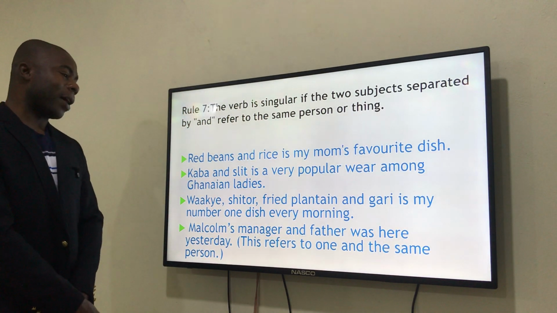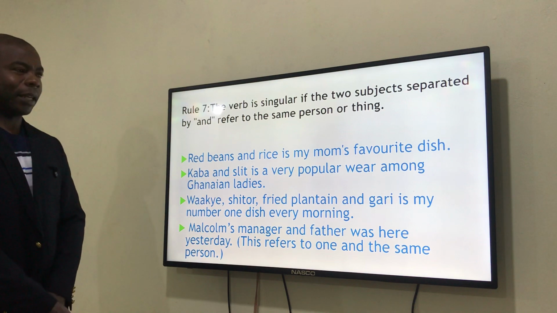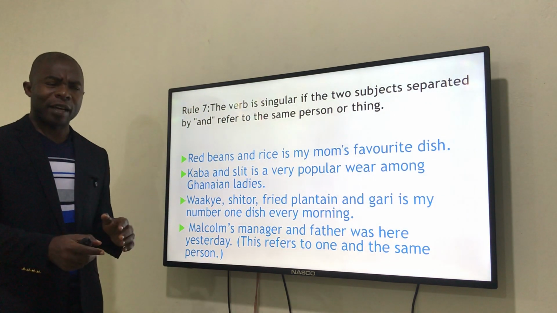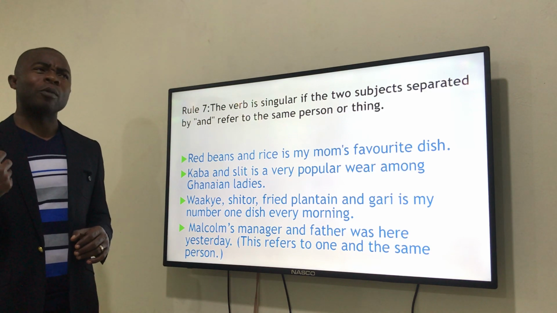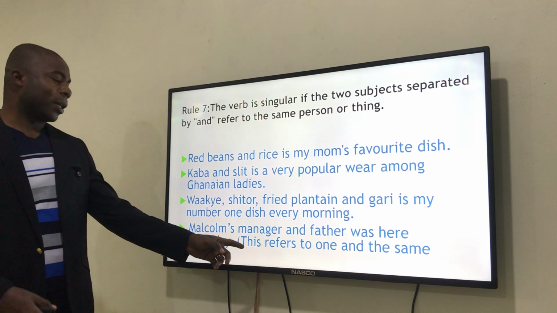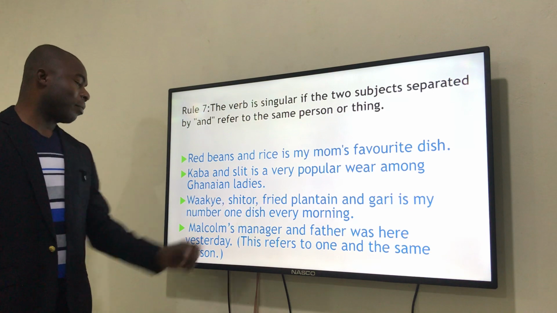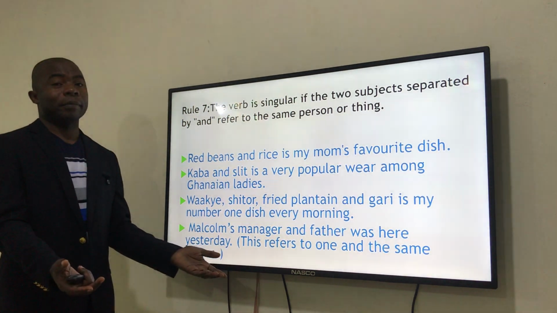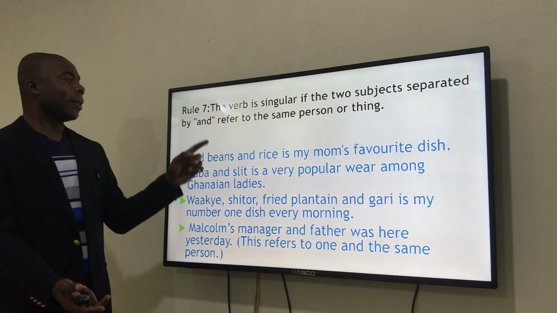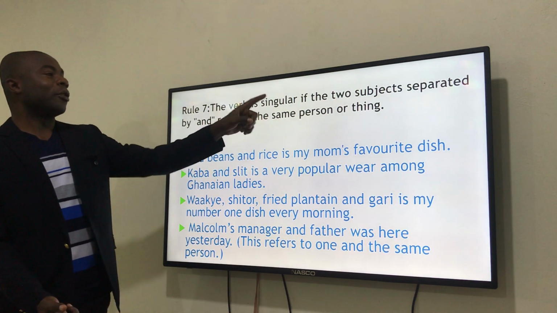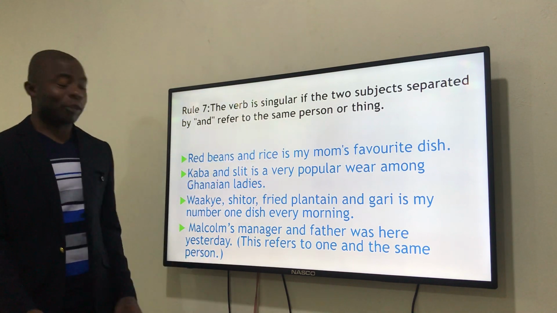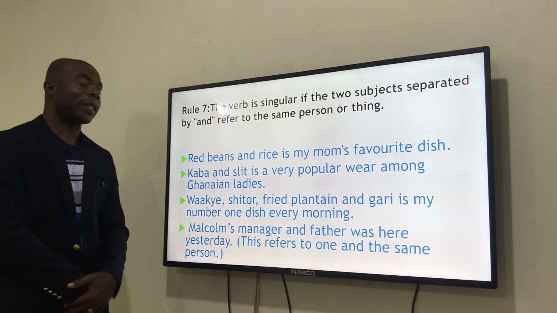Malcolm's manager and father was here yesterday. Wow, what could that be? Then take note. This refers to one and the same person. So Malcolm's father could also serve as his manager. Remember, the verb is singular if the two subjects separated by and refer to the same person or thing. So Malcolm's manager and father was here.